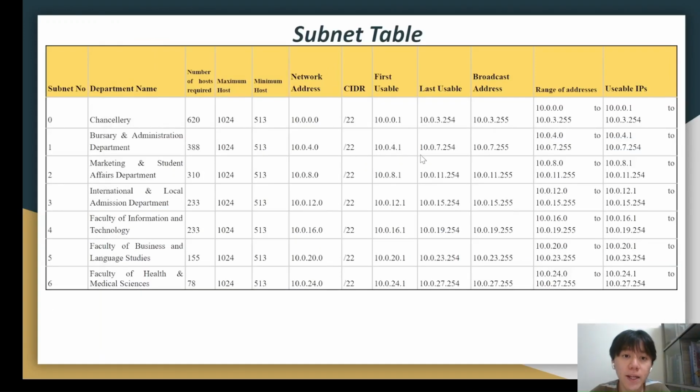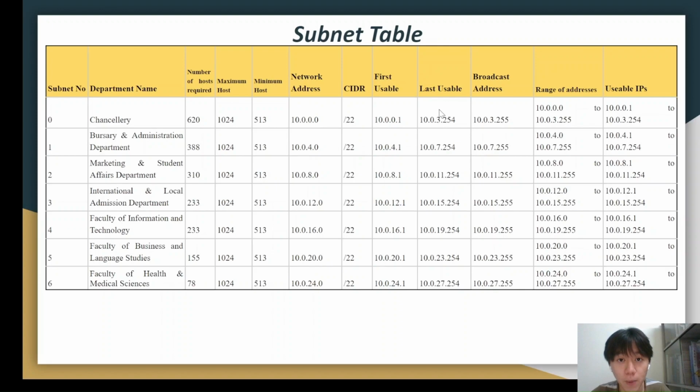Now we have calculated the network addresses, which are here, and the broadcast address. How do we identify the first usable? Using the network address plus 1, while the last usable uses the broadcast address minus 1. The range of the address starts from the network address until the broadcast address, as you can see here. The usable IP range uses the first usable until the last usable. So that's the end of my part.